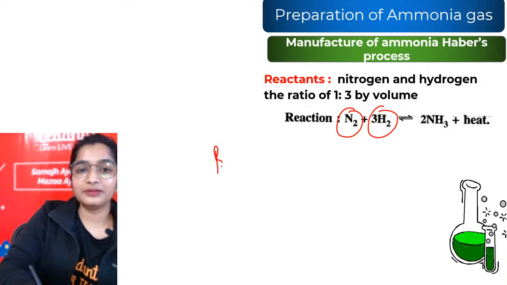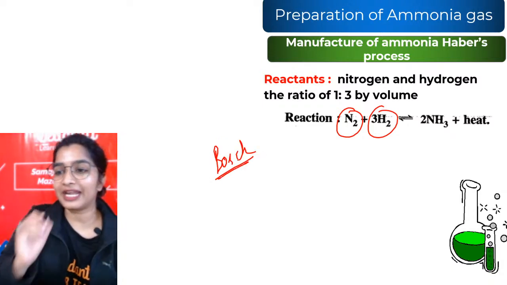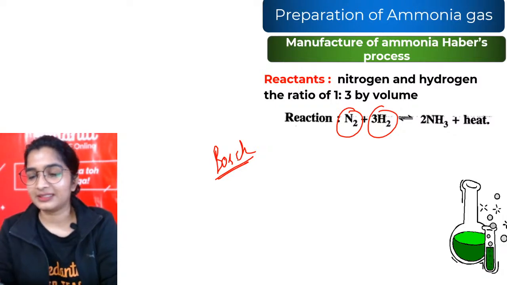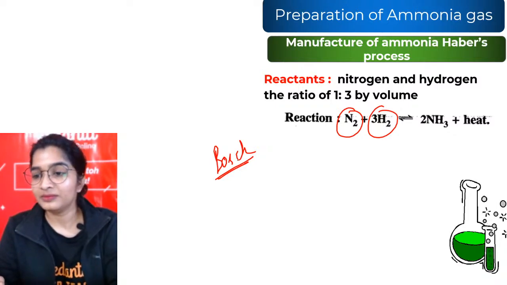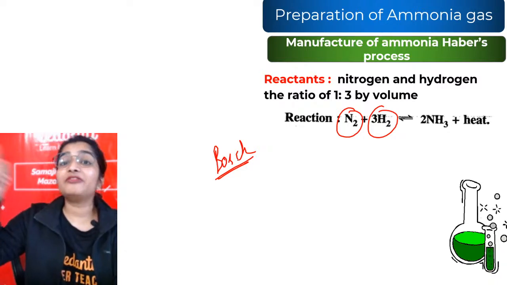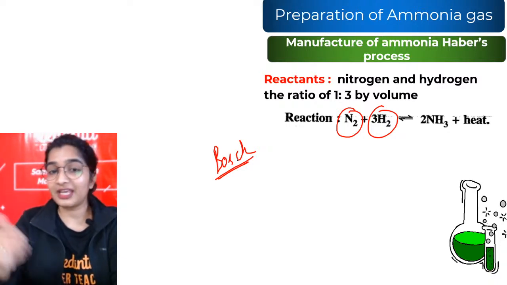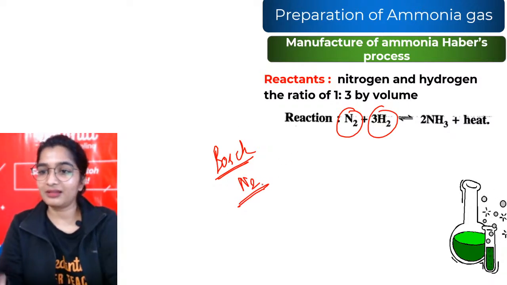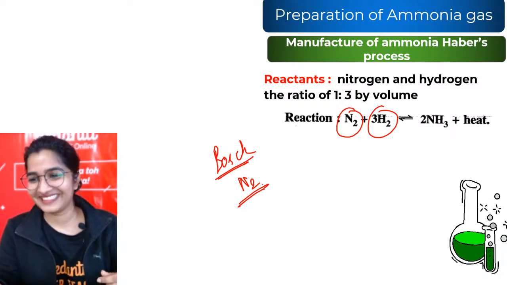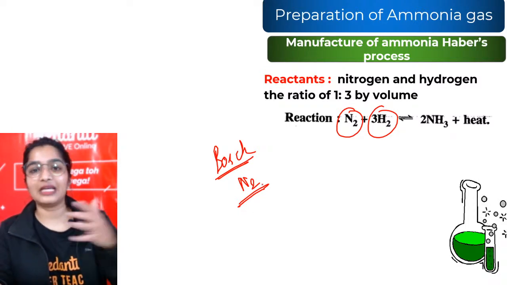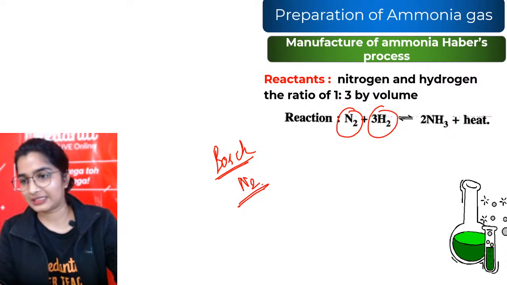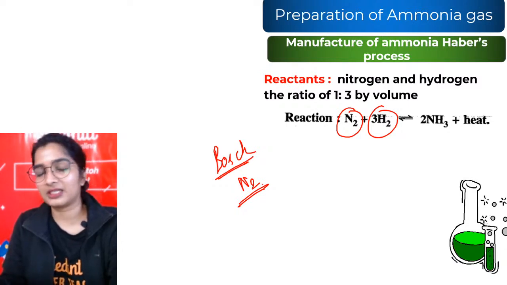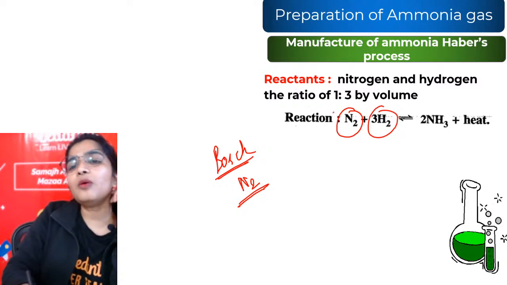Yes, very good. From the Bosch process, hydrogen and nitrogen. Liquefaction of air, you will get nitrogen gas. So that you will study later, okay? That's a method to get hydrogen gas. Yes, liquefaction of air, you will get the nitrogen gas. So now what happens?